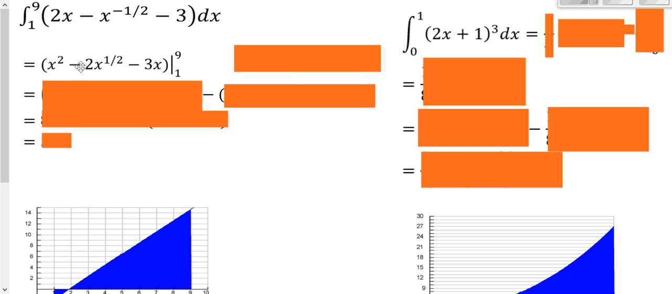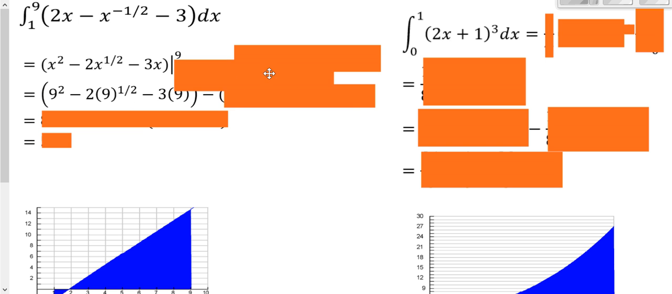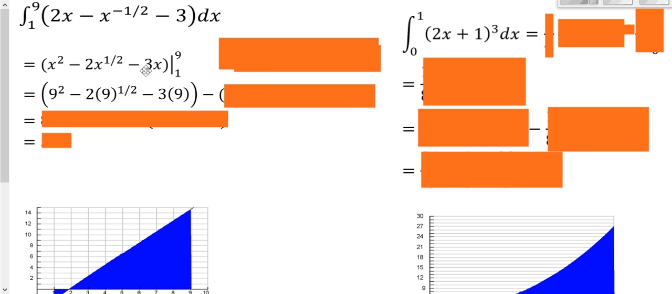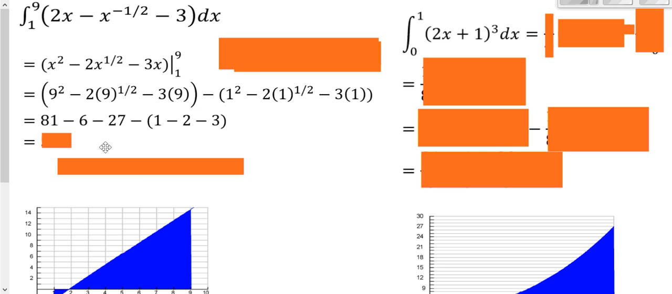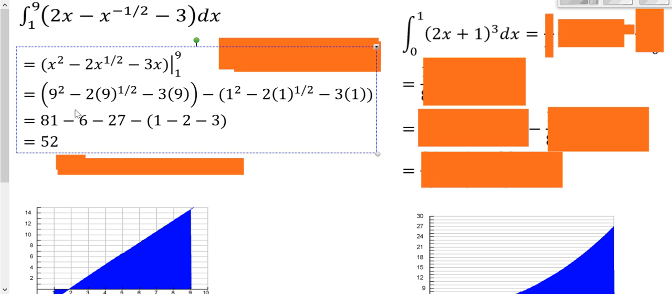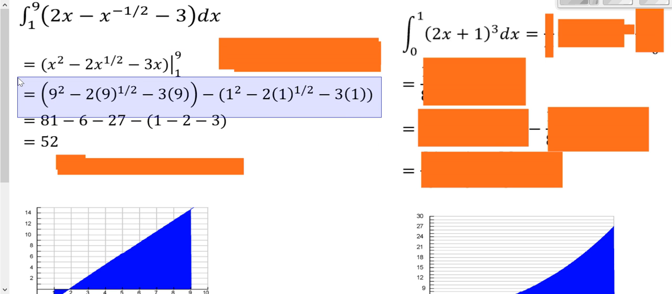So you take 9, plug it in for all your x's, minus what you get when you plug in 1 for all your x's. Now you could work it out all by hand, but if I were you, I would take this line right here and type it all at once into my calculator just as I see it, so that I'm not making any mental mistakes.